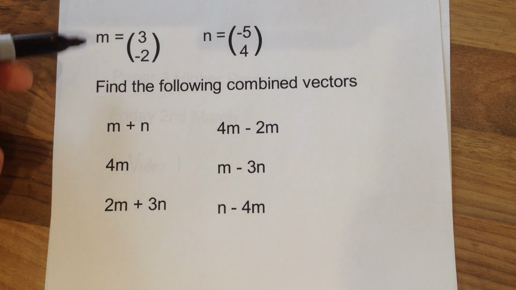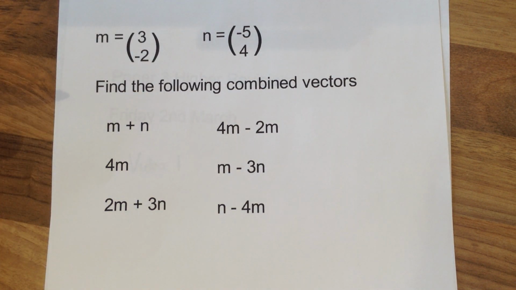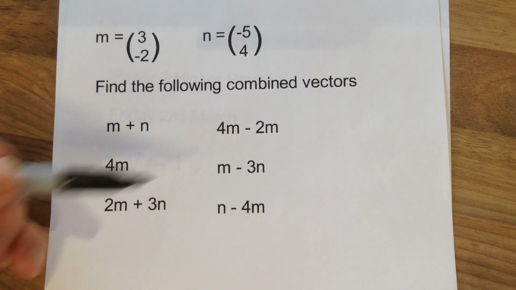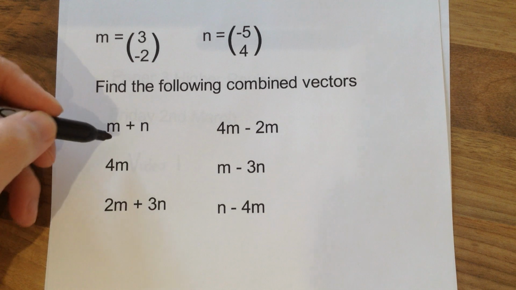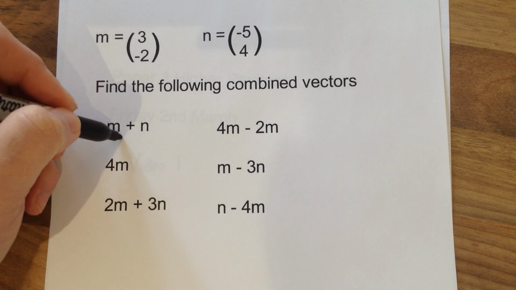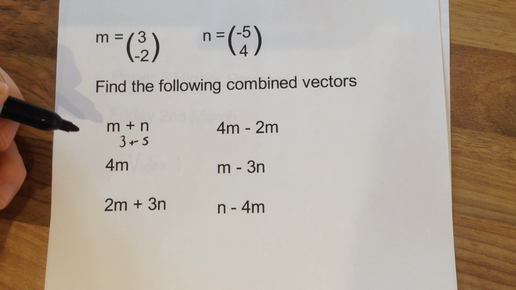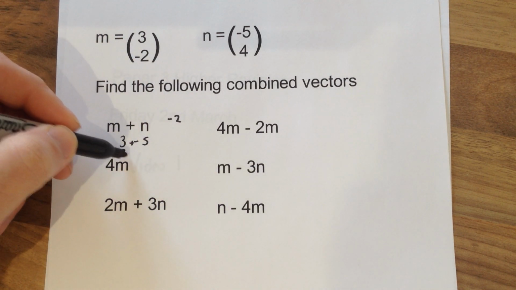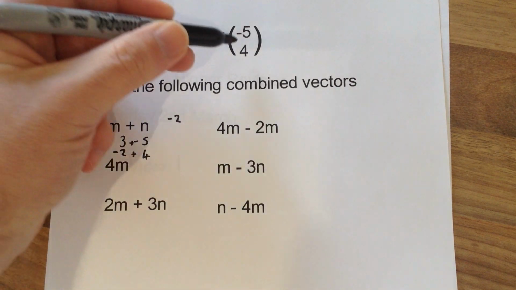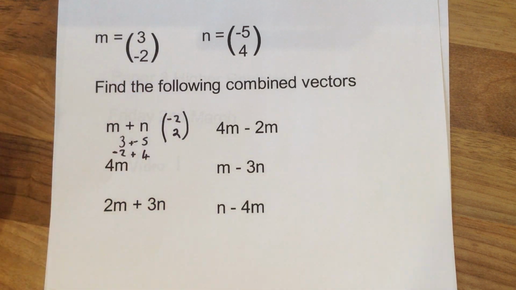For the first one, we've just got that the vector m is 3, minus 2, n is minus 5, 4. So when it says these different combinations of questions, these combined vectors, all we do is do these combinations to the vectors above. So for m plus n, I would need to do, for the top number, 3 plus minus 5. 3 plus minus 5 is the same as 3 take away 5, which is minus 2. And for the number at the bottom, I would have to do minus 2 plus 4, because I'm just adding the numbers at the bottom together, which gives 2. So that would give us the vector minus 2, 2.